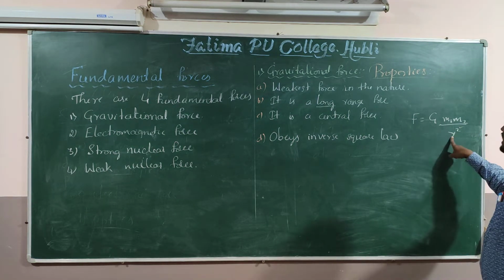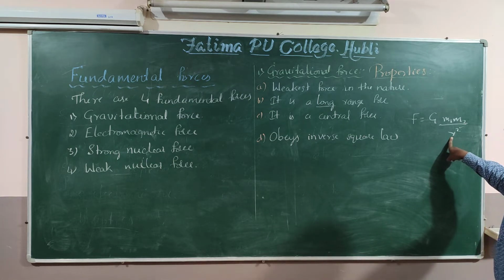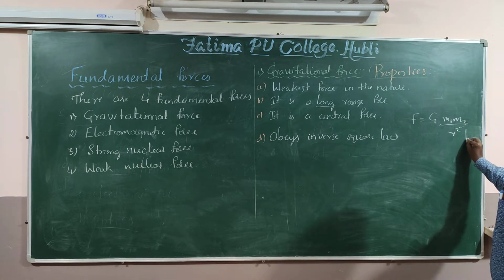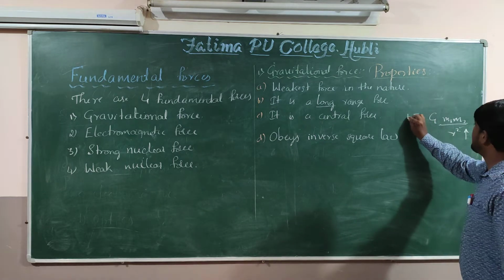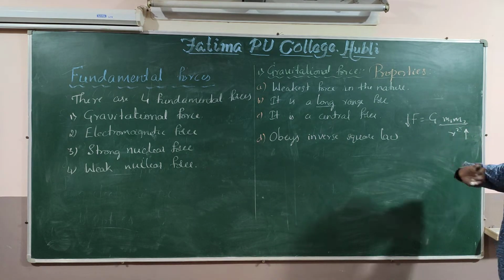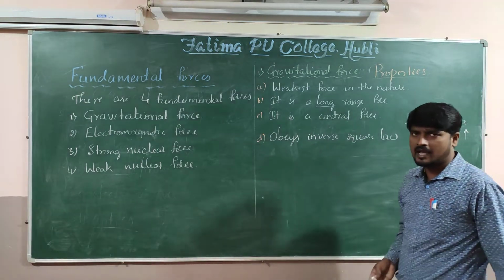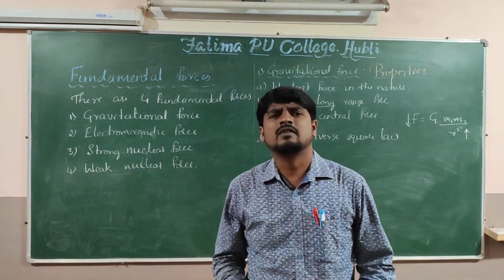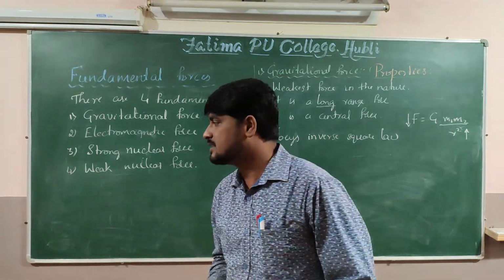Then what is R here? R is the distance between the 2 masses. Hence, as the distance between the 2 bodies increases, F decreases. How? By the square of the distance. Hence, in classical mechanics, most of the phenomena are obeying inverse square law, I can say.